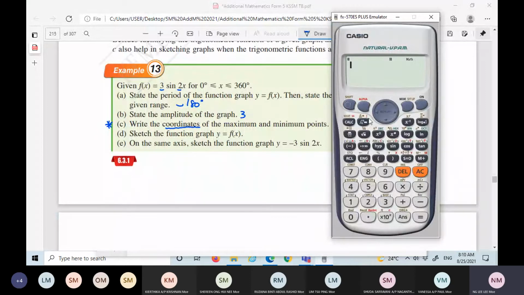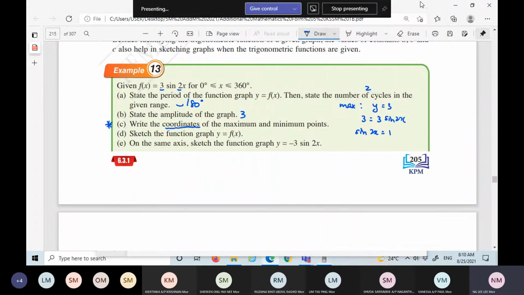Shift sin 1. The answer is 90 degrees, which means 2x is 90 degrees. Don't forget this is 2x, not x. Therefore x is 90 divided by 2, so we get 45 degrees. But remember, this graph does not only have one maximum point, so you have to roughly get the idea of the graph.